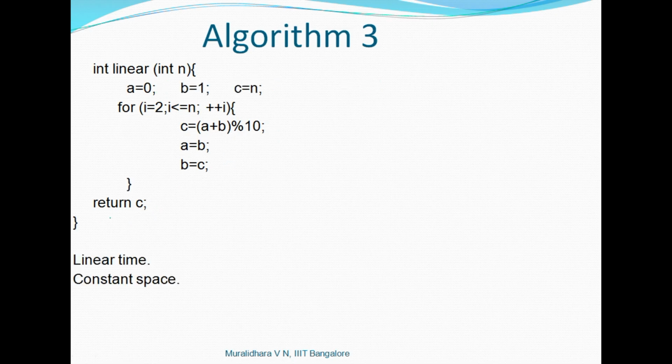The amount of space required suddenly becomes constant instead of linear space, but this algorithm still requires linear time, because there is a while loop, you have to add n numbers. The amount of time required is linear, but the amount of space required is only constant. So if you want to compute the f of n value for n equal to 10 to the power 9, this algorithm requires only three variables.